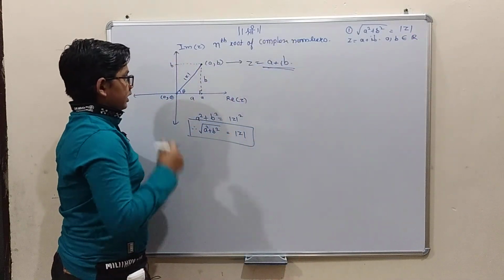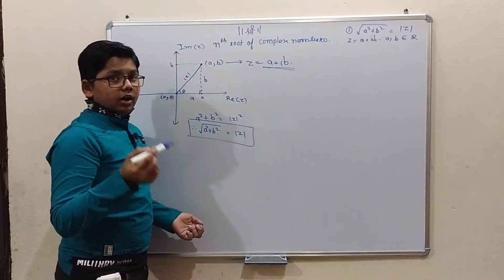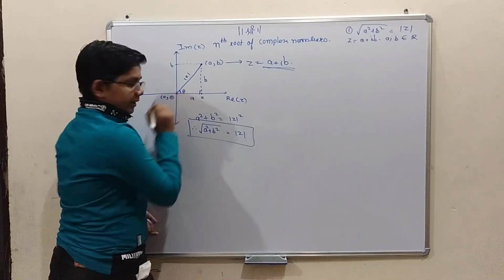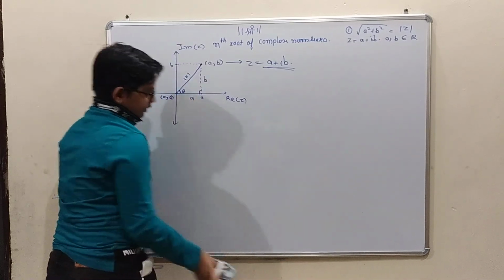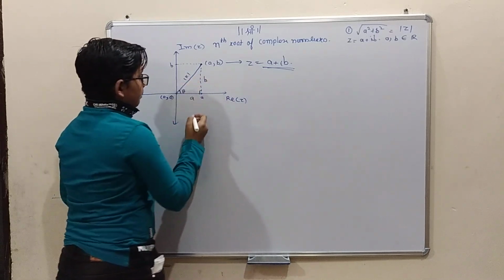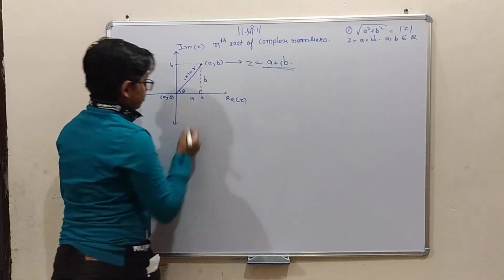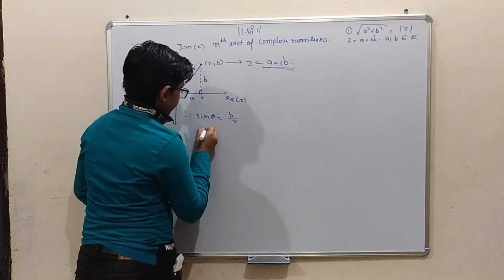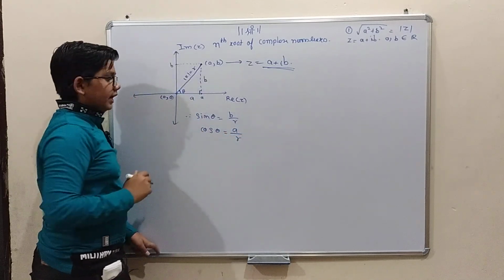Now we are going to look at the derivation of argument of z or the amplitude of z. What is meant by amplitude or argument? It means the measure of this angle theta. So now we are going to find the measure of this angle theta. By using trigonometry, we can say sin theta is equal to b by mod z. Let mod z be equal to r or any variable. So sin theta is equal to b by r, and cos theta is equal to a by r. Cos theta is adjacent by hypotenuse.